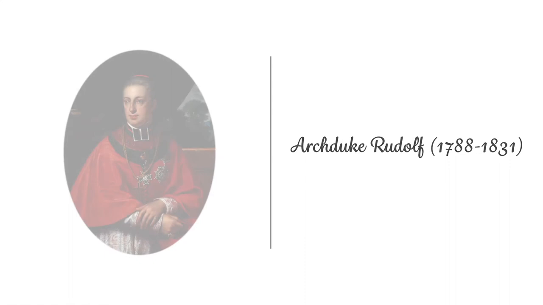This Archduke trio, Opus 97, gets its nickname from its dedicatee, the Archduke Rudolf, 1788 to 1831, the younger brother of the emperor. Rudolf himself was a gifted pianist and studied piano and composition with Beethoven. The two became friends, and the Archduke became one of Beethoven's most ardent patrons. Beethoven ultimately dedicated 14 works to the Archduke Rudolf.